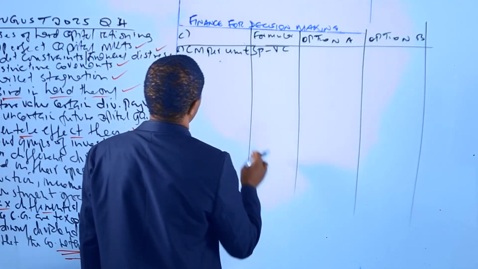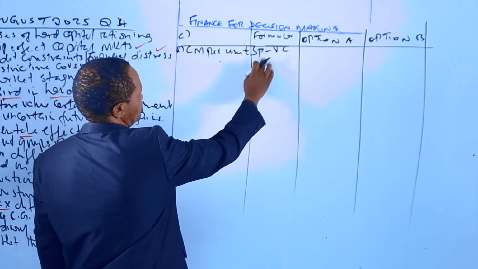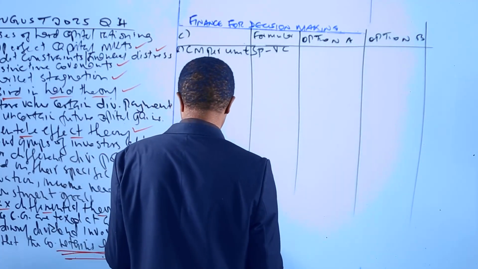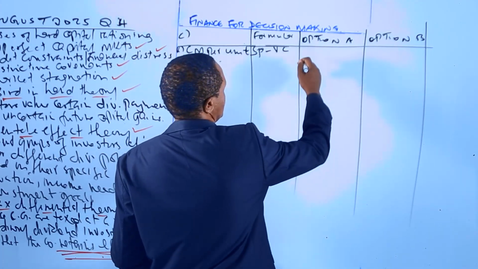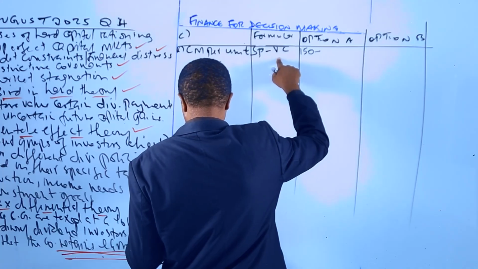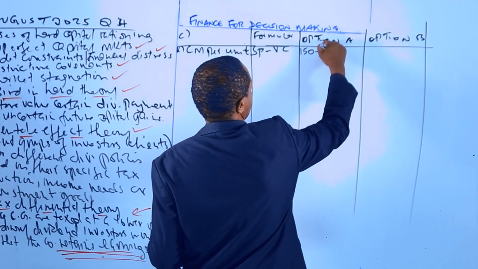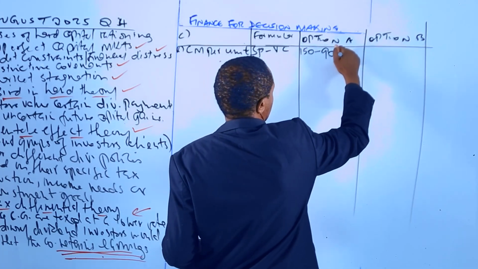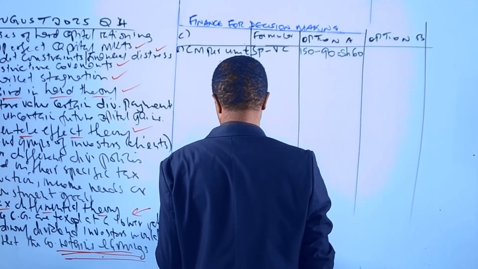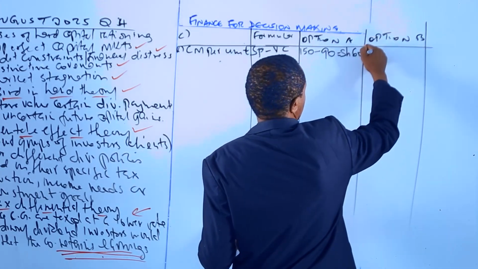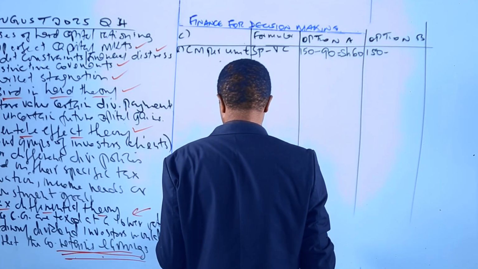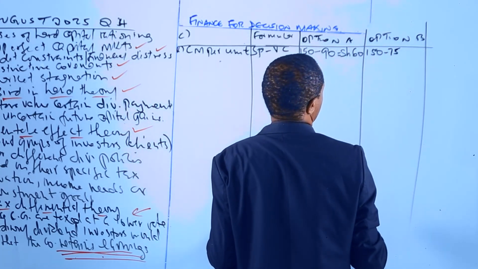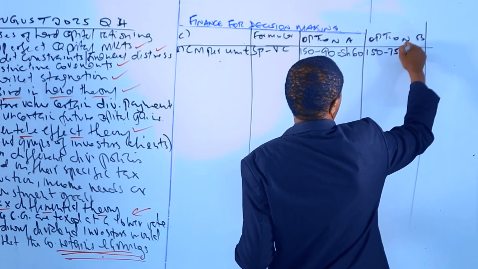Contribution margin is equal to selling price per unit minus variable cost per unit. For option A, the selling price is 150 and the variable cost is 90 shillings. Therefore, the contribution margin per unit is 60 shillings. Option B, the selling price per unit is 150 shillings, and the variable cost per unit is 75 shillings. So 75 deducted from 150 is equal to 75 shillings.